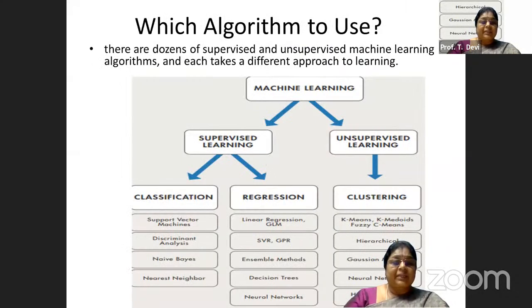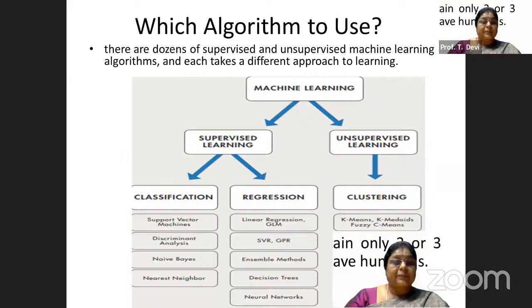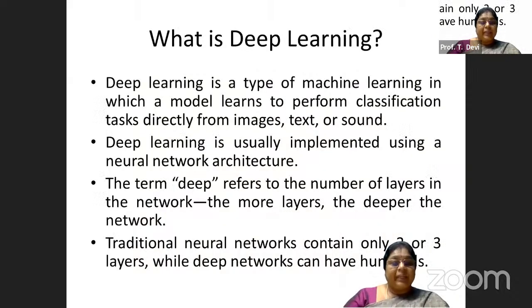The supervised learning algorithms are classification and regression. Unsupervised learning algorithms are clustering algorithms. Deep learning, the name deep refers to the larger number of layers in the network. The deeper the network, the more the accuracy. Deep learning is a type of machine learning in which a model learns to perform classification on images, text, and sound. It is learning using neural network architecture.